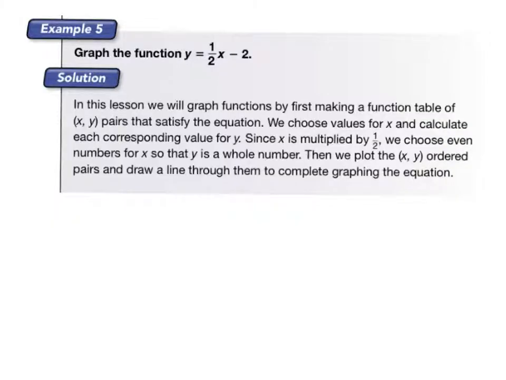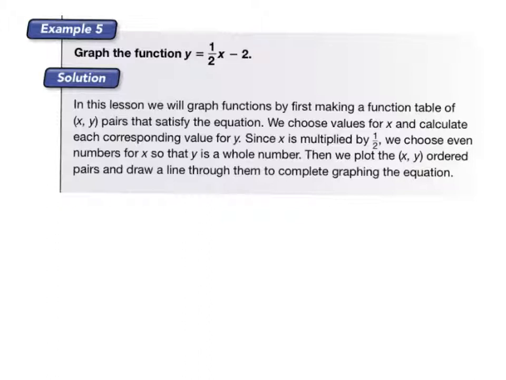Okay, this is our last example. We're going to graph the function y equals 1/2 x minus 2. So that's all we have to do. There's no game, there's nothing, it just gives us the function. So what we need to do is to be able to graph the function. In order to graph it, we need ordered pairs. So in order for us to have ordered pairs, we're going to have to make up some numbers for x and put them into our function, find an output, and then graph it.